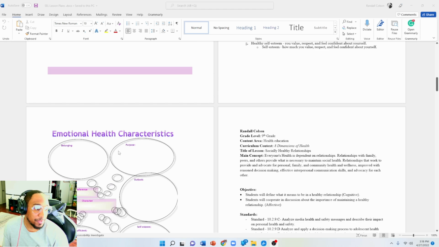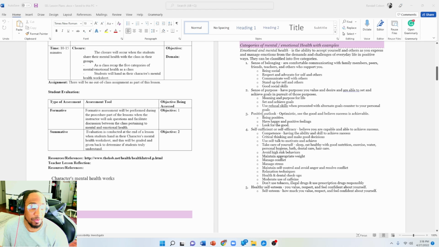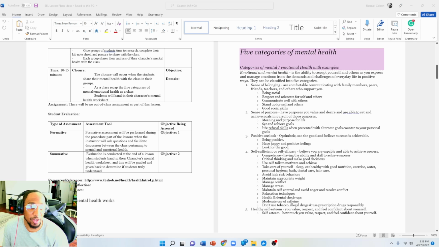So that's the first lesson. Really simple, straightforward, but I think it'll be fun for kids, and something that'll get them going. Then we're just going to discuss what they wrote down in the five different categories.